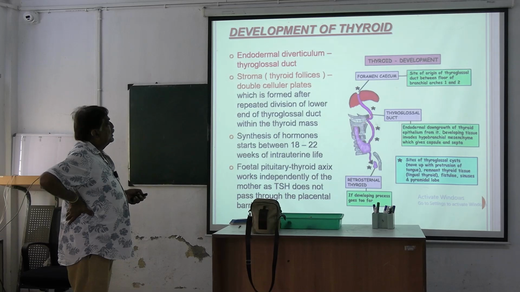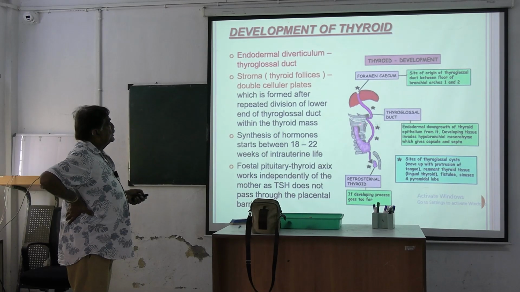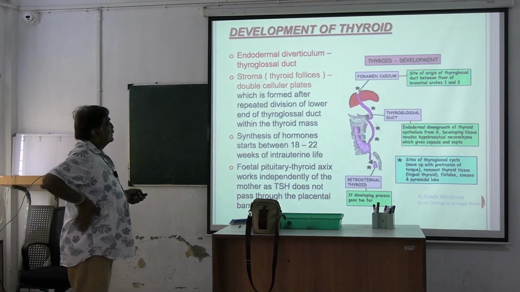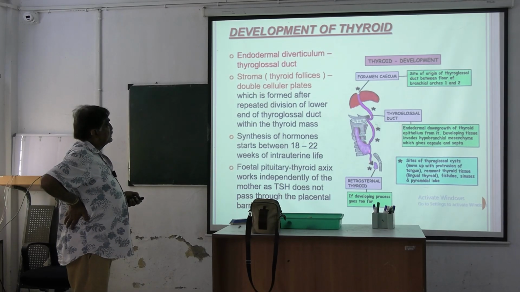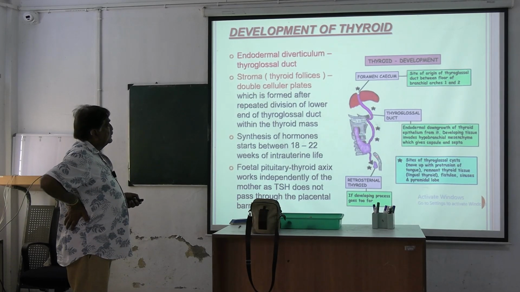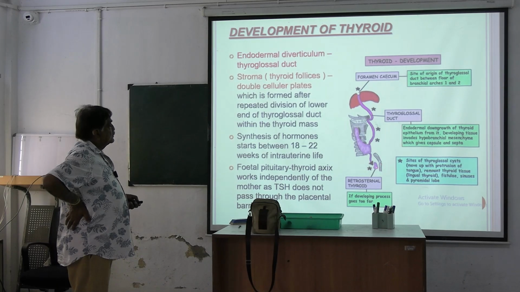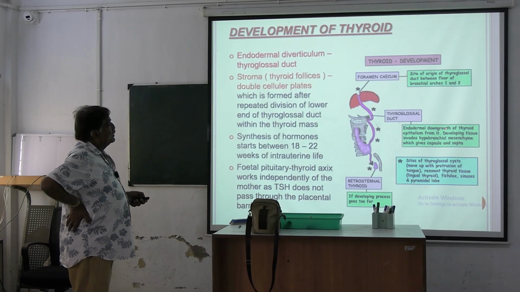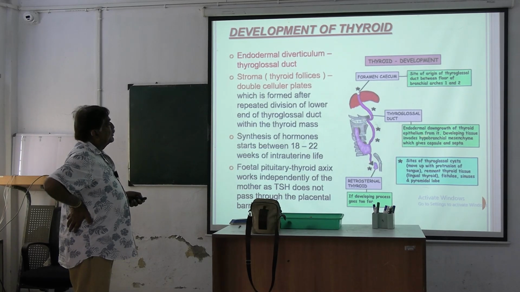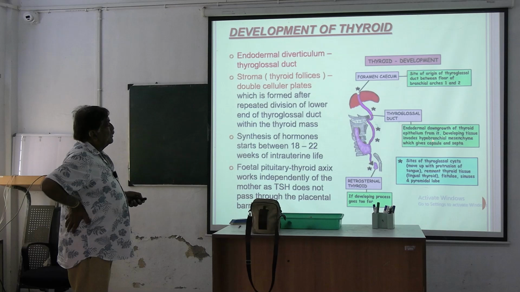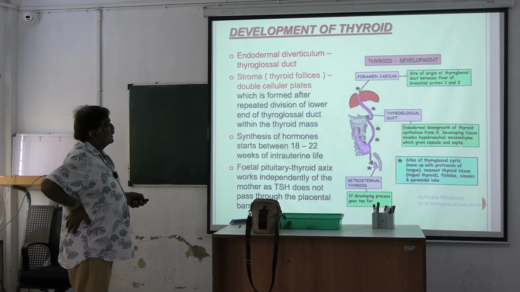Now, this is the hyoid bone. This is the thyroid cartilage, larynx, and this is the thyroid. This is the sternum, retrosternal thyroid. Okay, endodermal downgrowth of the thyroid epithelium, developing tissue invades hypobrachial mesenchyme and branchial mesenchyme, which gives capsule and septa.